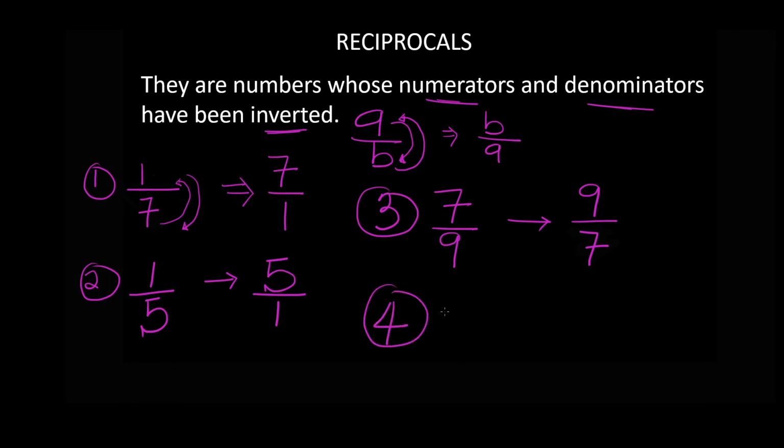Another example, 11 over 21. What is the reciprocal? Again, the numerator goes to the bottom, denominator goes to the top, right? So in that case, 11 goes to the bottom, 21 goes to the top. That means that the reciprocal of 11 over 21 is 21 over 11. I believe you are getting that concept.